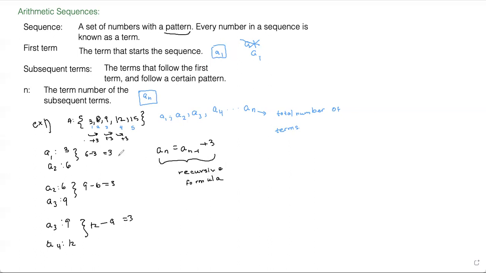But looking at it realistically, this isn't very efficient, right? Say we had to find the 101st term. Imagine having to find the 100th term, then adding 3 to it. That seems like an impossible task. That's why we have something known as an explicit formula.